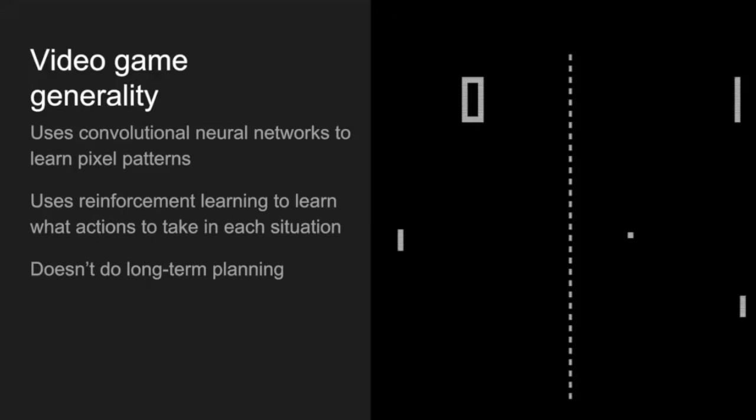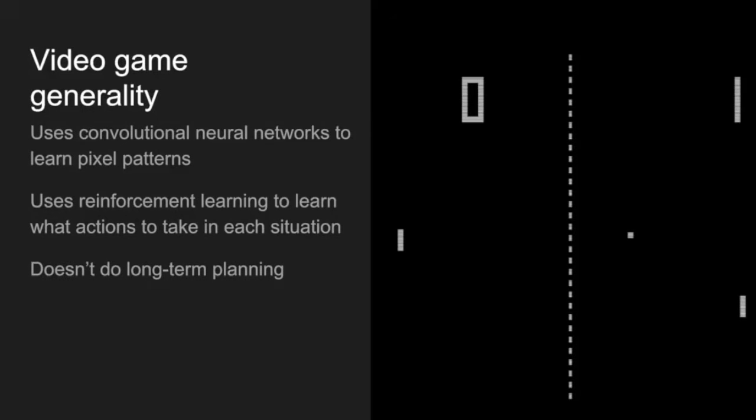Now, the other part of this is there were 20 games then at which it did more poorly than a human. So after using convolutional neural networks to learn the pixel patterns, for which this is perfectly suited because the pixels are big and coarse, there's no noise, they don't change, the patterns are clear, so what the algorithm is seeing is very close to what we as humans see. And after using reinforcement learning to learn what actions to take in each situation, 20 of these games it wasn't able to match human performance on. And the pattern among those games is they tended to require longer term planning.